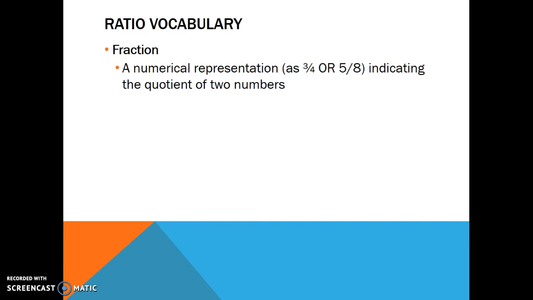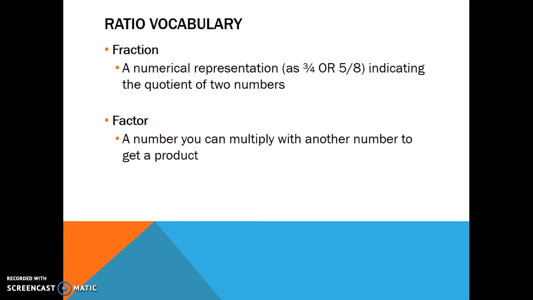A fraction is a numerical representation, such as 3/4 or 5/8, indicating the quotient of two numbers. That concept that a fraction is a quotient might be a little bit new for you. I don't know if you've done that in the past. So that's important to remember. This year already we've talked about fractions being division problems that we just don't solve. A fraction is a quotient. A factor is a number that you can multiply with another number to get a product.